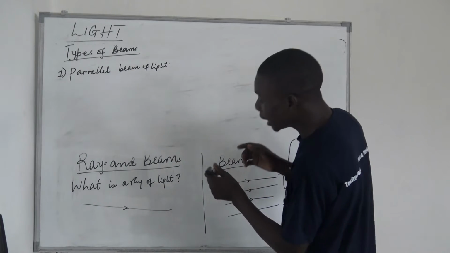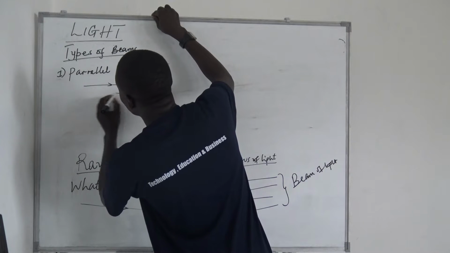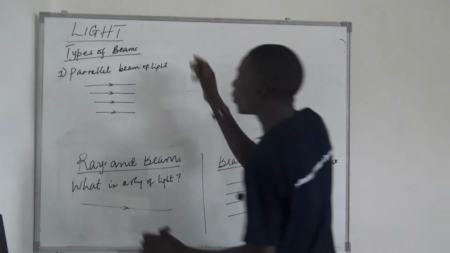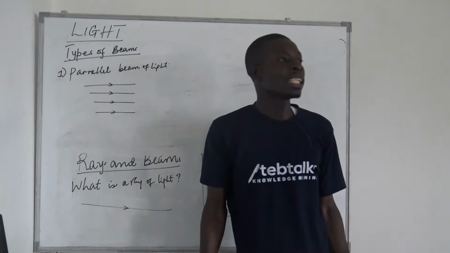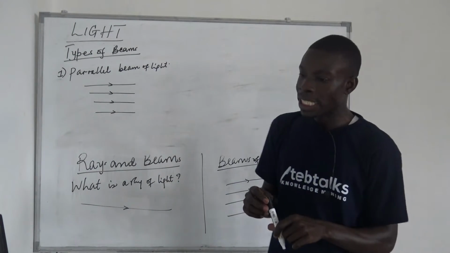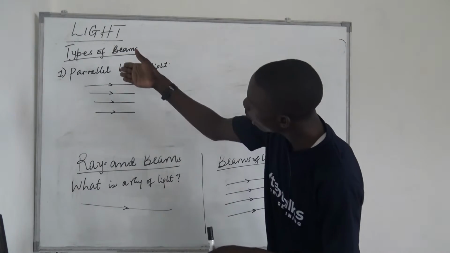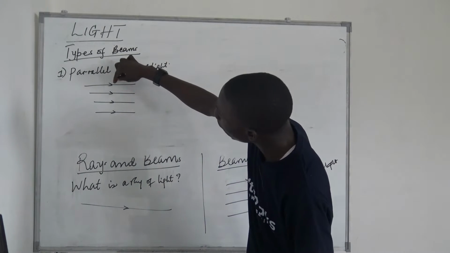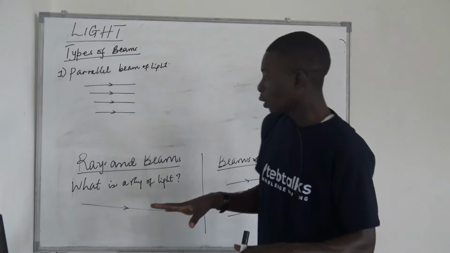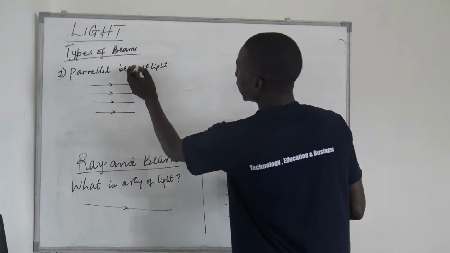And how do we represent that? We can represent a parallel beam of light like that. An example is the rays coming from a distant object. They come as parallel. We shall look at the detail of that when we are looking at the ray diagram. So this is how we present a parallel beam of light. This one is parallel to this, parallel to the other, and they will never meet. So these are called parallel beams of light. That is one.